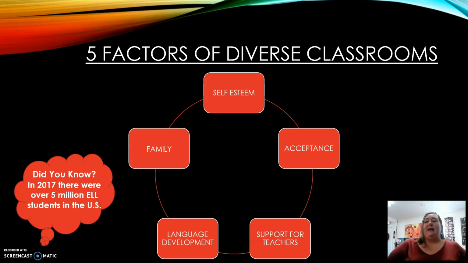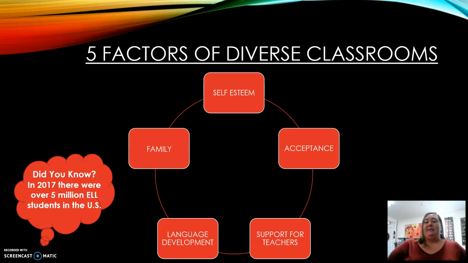Five factors of a diverse classroom include self-esteem, acceptance, support for teachers, language development, and family. Self-esteem means that we need to encourage our students to feel good about themselves, no matter what background they come from, no matter what race they may be. All students need to understand that they are valuable and they are loved.